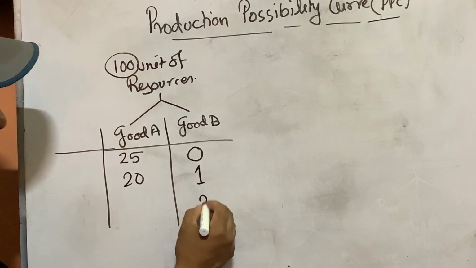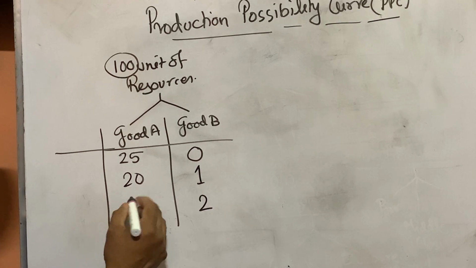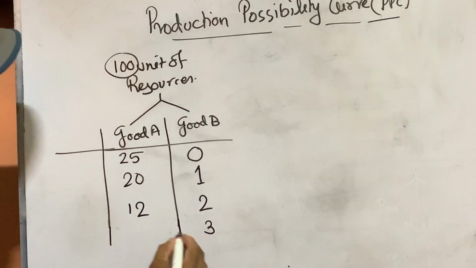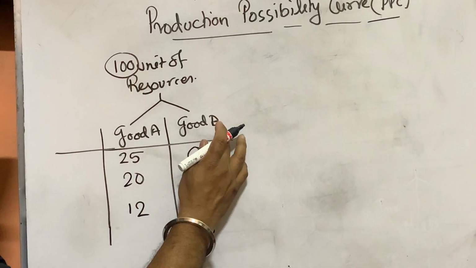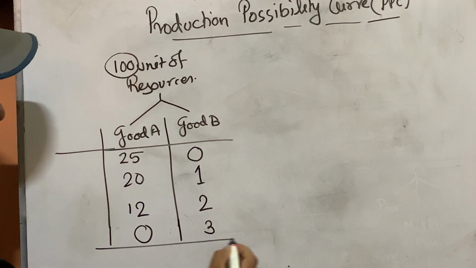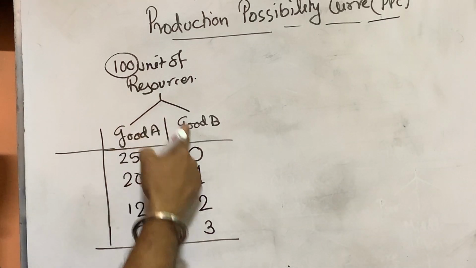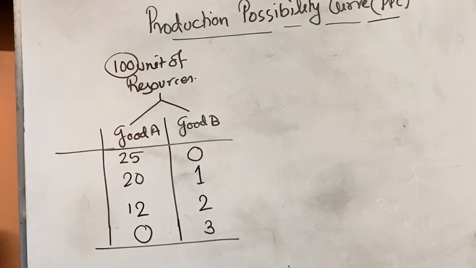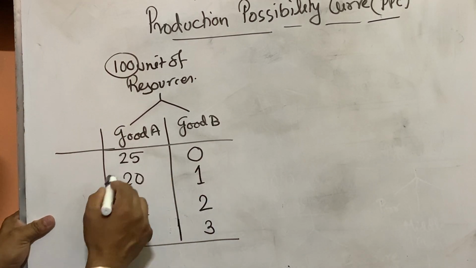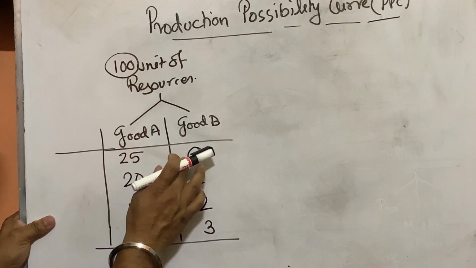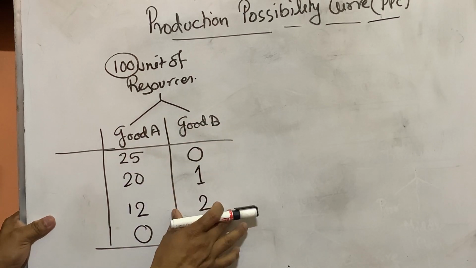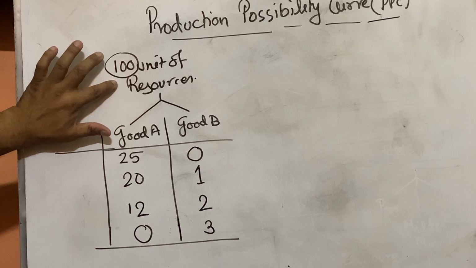If we increase B further to 2, then A will further reduce. Suppose it becomes 12 units. Suppose we increase B to 3, and most of all the resources are used in the production of B, and by this we can produce 3 units of B. That time production of A will be 0 because nothing is left for A. All the resources we are using in B. Now what we see, by using the resources of 100 units we can produce various combinations of two goods: 25 and 0, 20 and 1, 12 and 2, 0 and 3. These are the various combinations of goods which we can produce by using 100 units of resources.